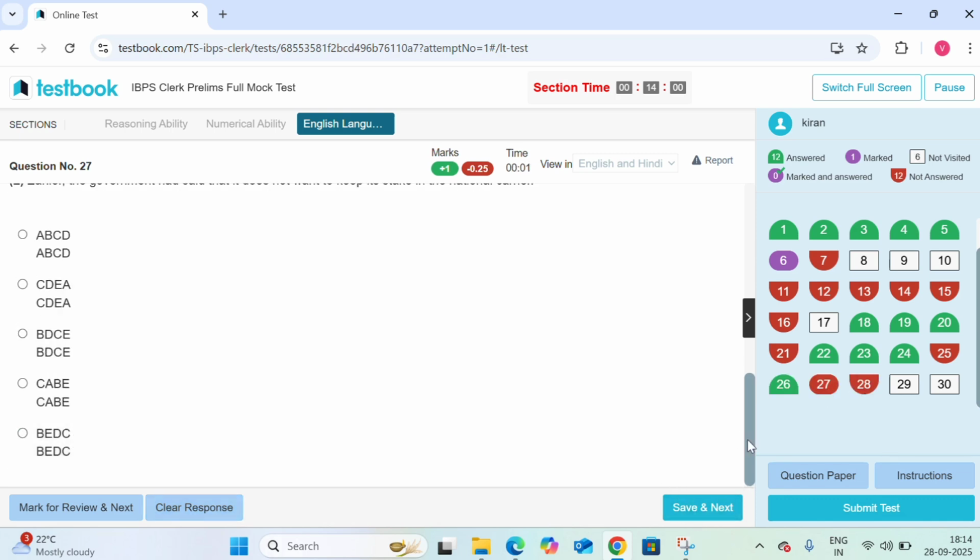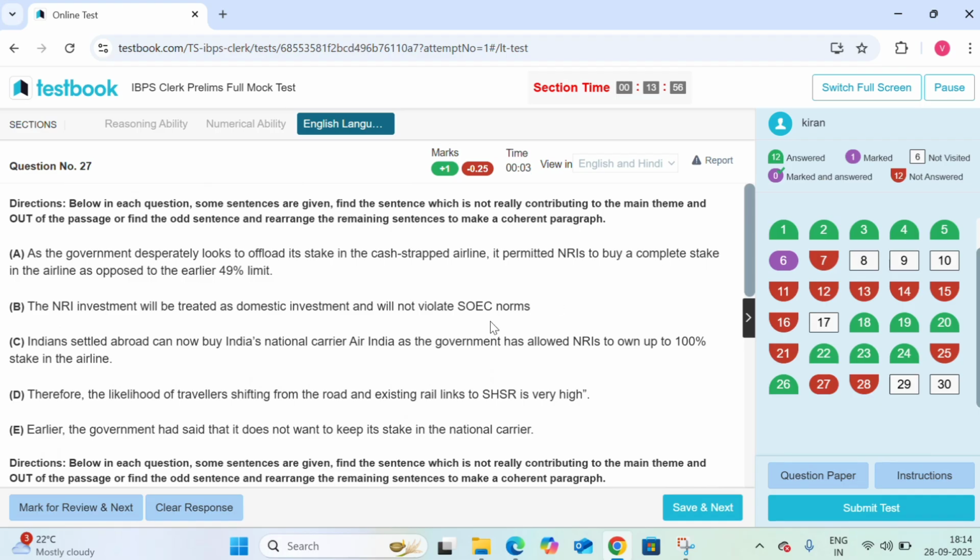Next question. As the government desperately looks to offload its stake in the cash-strapped airline, it permitted NRIs to buy a complete stake in the airline as opposed to the earlier 49% limit. The NRI investment will be treated as a domestic investment and will not violate SOEC norms. Indians settled abroad can now buy India's national carrier Air India, as the government has allowed NRIs to own up to 100% stake in the airline.